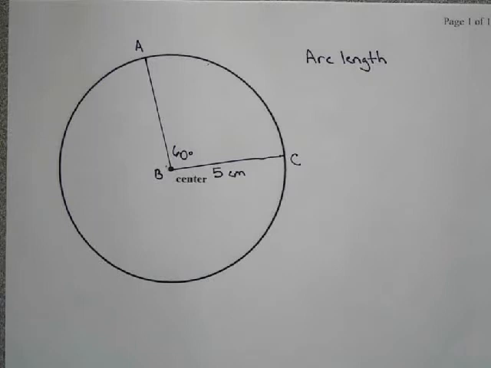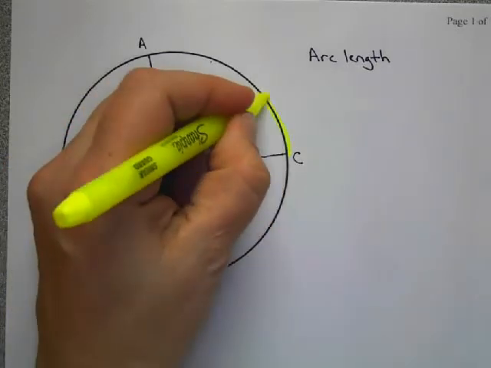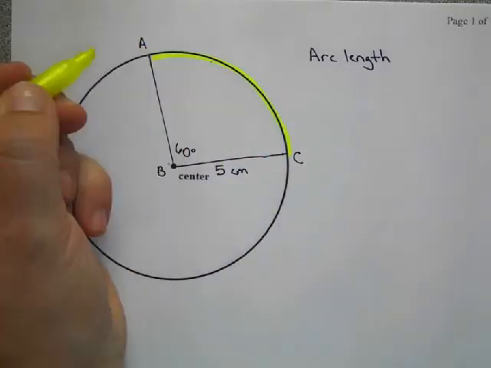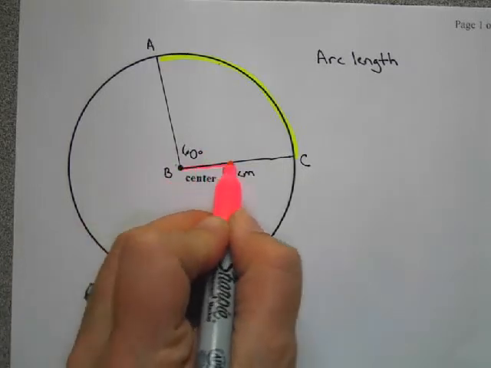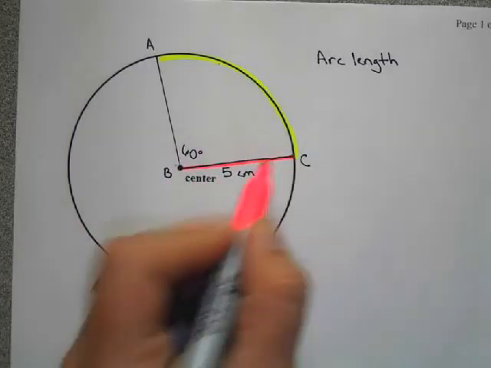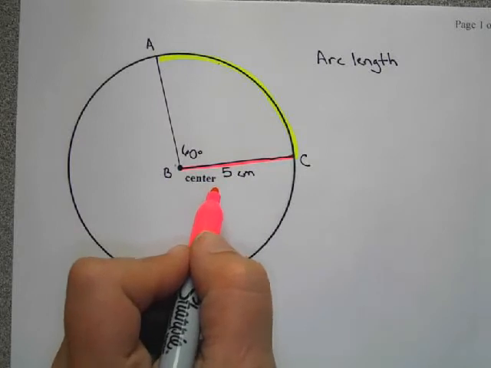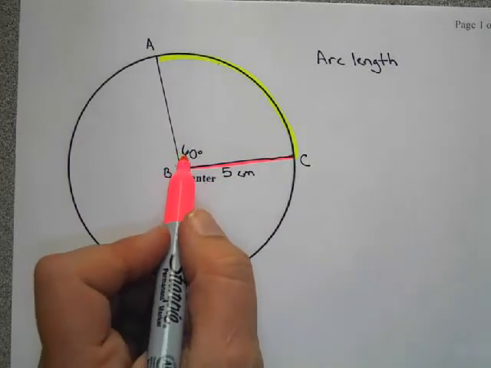Besides the angles, we can also find the length of the arc. So if we highlight arc AC, this is a piece of the circumference of the circle, so it does have a length. If you cut it off and stretched it out, it could be measured with a ruler. And in order to find arc length, you need to know the radius or the diameter of the circle. So I'm going to just highlight that in pink. That was given to us as 5 centimeters. And the central angle is 60 degrees.